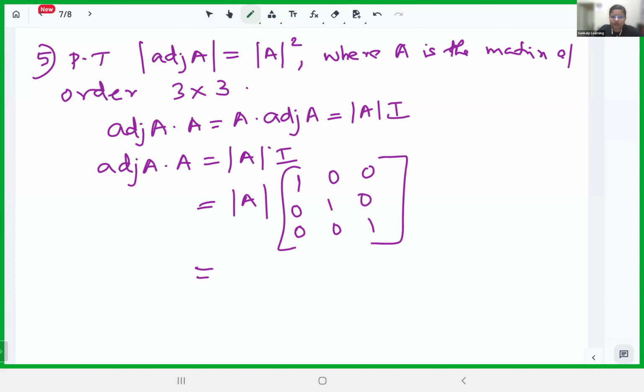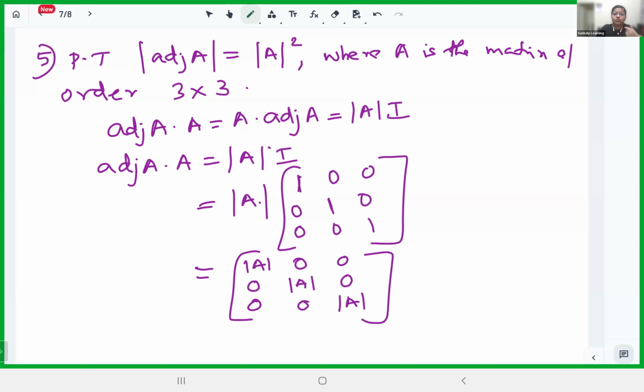So if you multiply determinant A to the matrix, all the diagonal elements will become determinant A, because determinant A into 1 is determinant A, right? So this matrix will become determinant A 0 0, then 0 determinant A 0, then 0 0 determinant A. So adjoint of A into A has become like this, right?